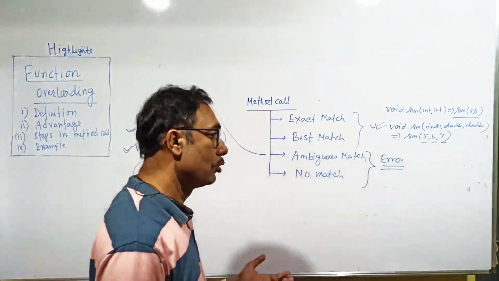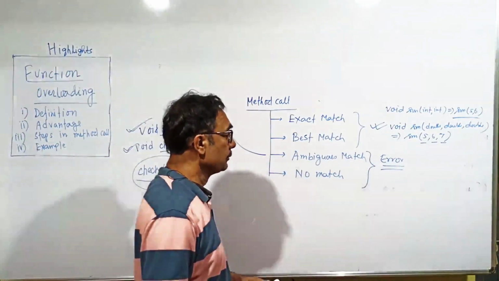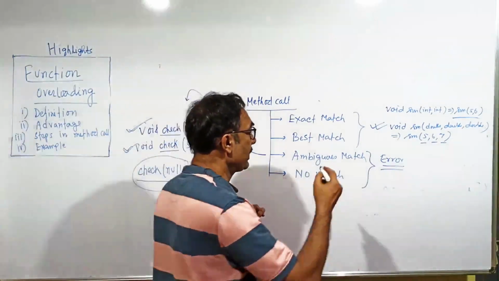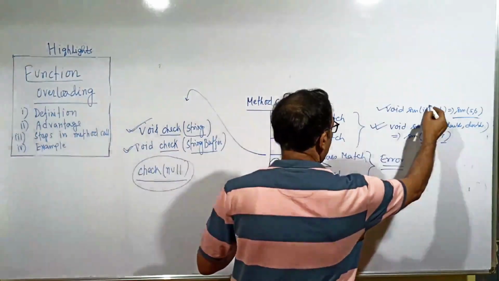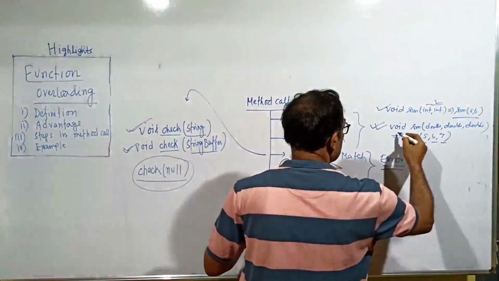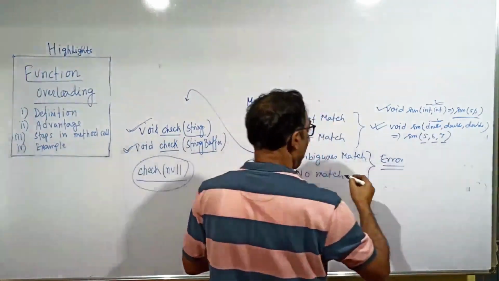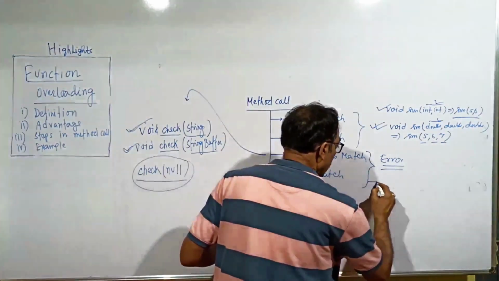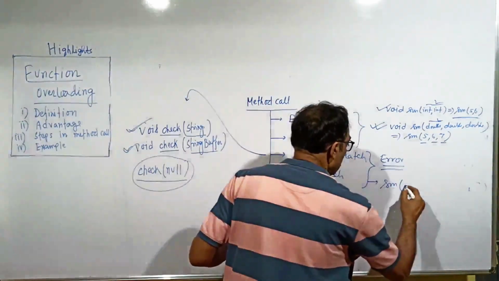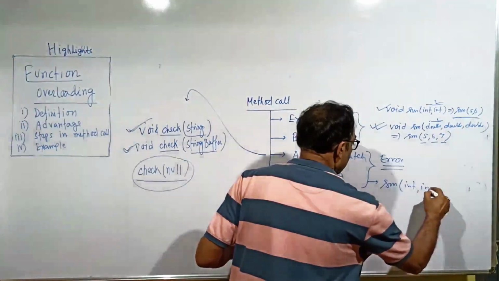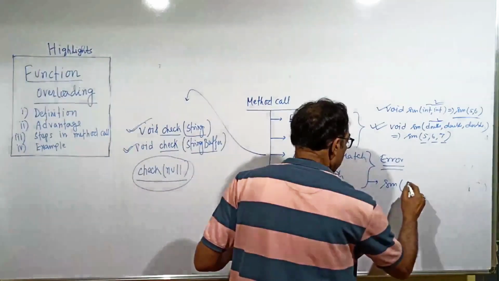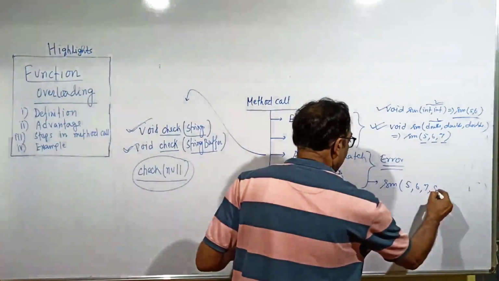The next one is no match. Consider that you have a method definition like void sum with 2 parameters and void sum with 3 parameters, and in these two method definitions you give a function call which is sum of int, or you just put the values 5, 6, 7, 8.